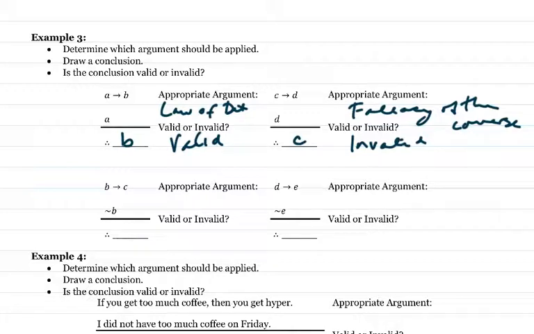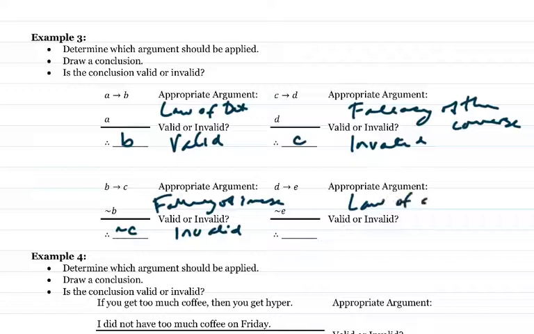Okay, then I have if B then C, and then my second premise is not B. That's our fallacy of the inverse, and that is invalid. The conclusion we would come up with would be not C, but we know that that's a fallacy and is not true. And then lastly, you have if D then E, and then we're given not E. That's our law of contraposition, and that is valid. And we end up getting not D as our conclusion.